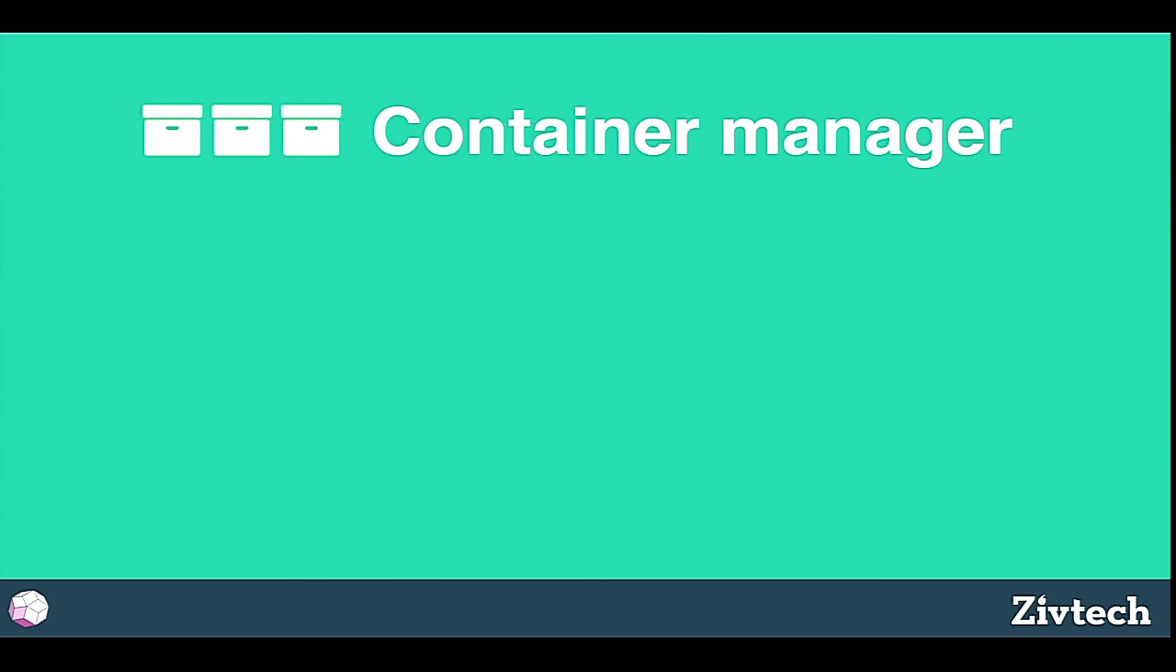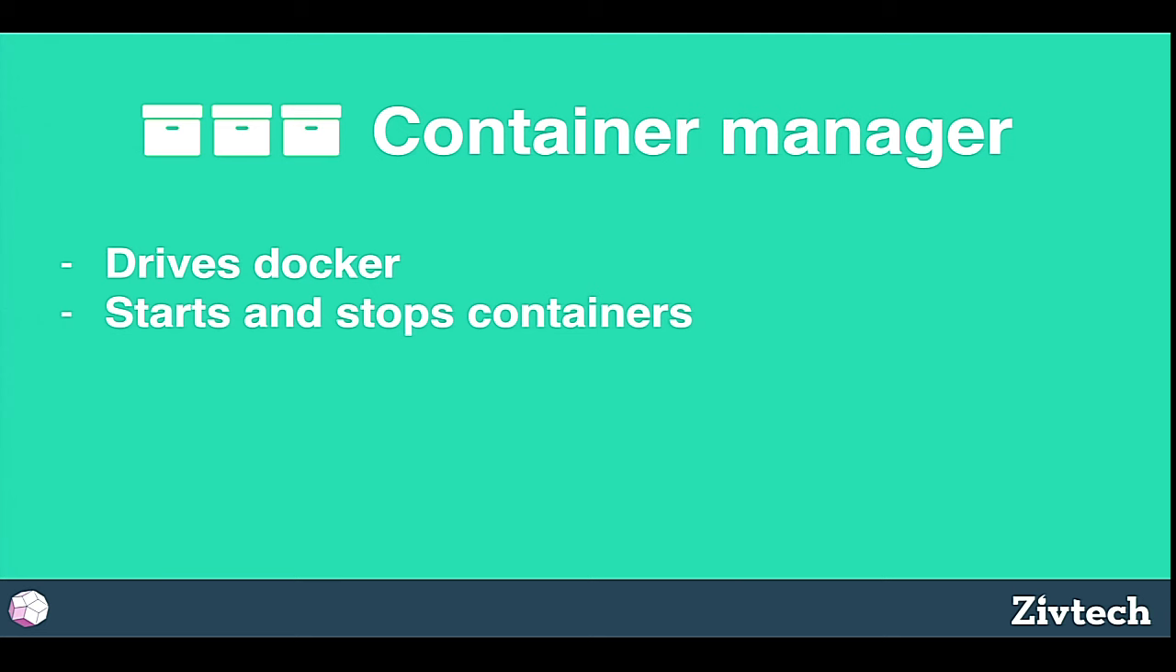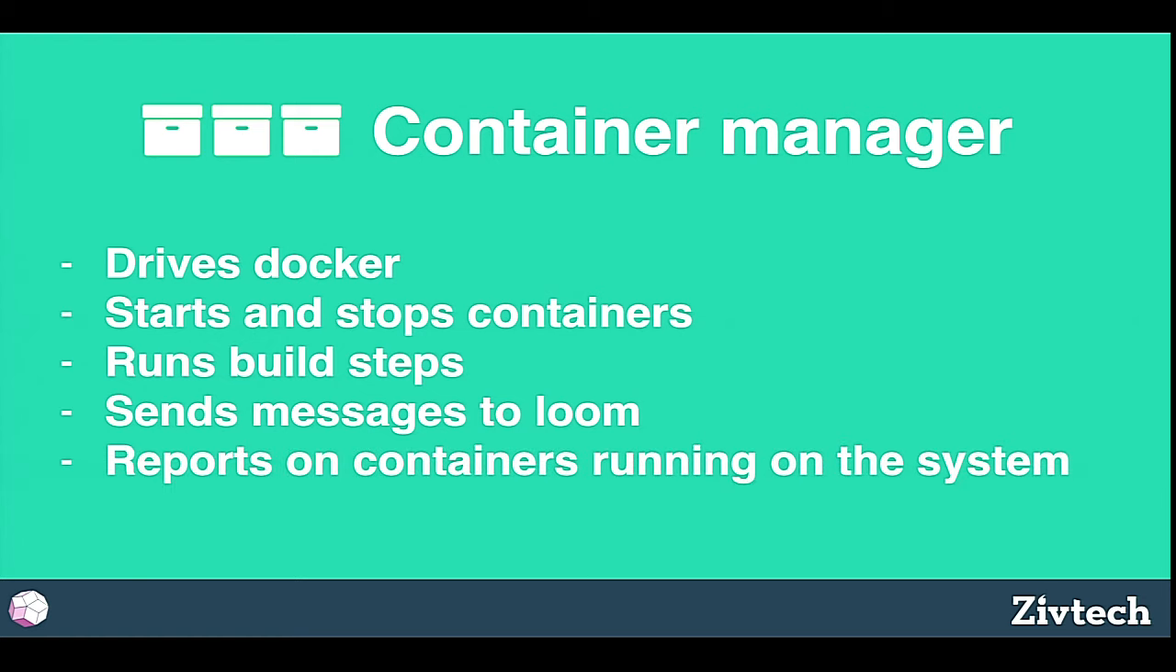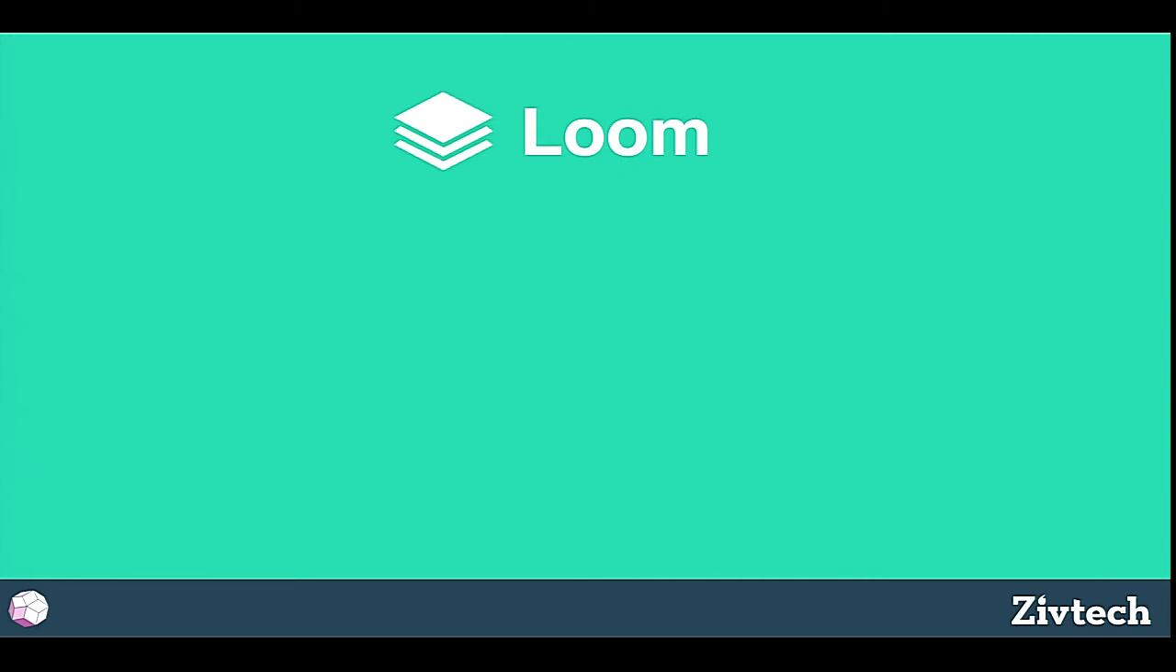The container manager is where most of the magic happens. It drives Docker, so it has to connect to Docker's either POSIX port or TCP socket. You can configure it to do either one. Starts and stops containers, gets information out of them. It runs the build steps for you, so whatever you need to do to run your tests or provision your environment, it runs them. It sends messages to Loom, which is our service that I'm going to talk about next. And it reports on containers running on the system. So you can call the container manager and say what's there, what's running, stop something, start something, etc.